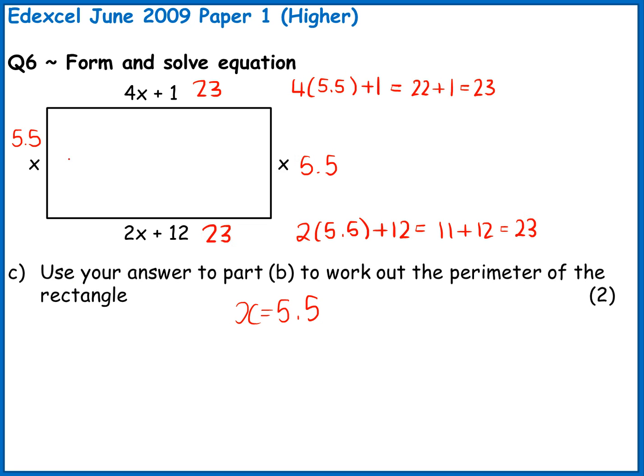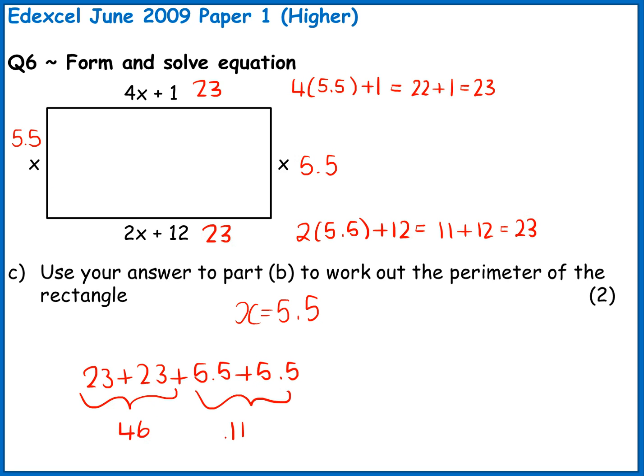So the perimeter is the length all the way around the outside. So I've got 23 plus 23 plus 5.5 plus 5.5. The way I'd probably do this is I'd work this out first. That's going to be 46. 5.5 and 5.5 is 11. Add them together to get a perimeter of 57 centimetres.